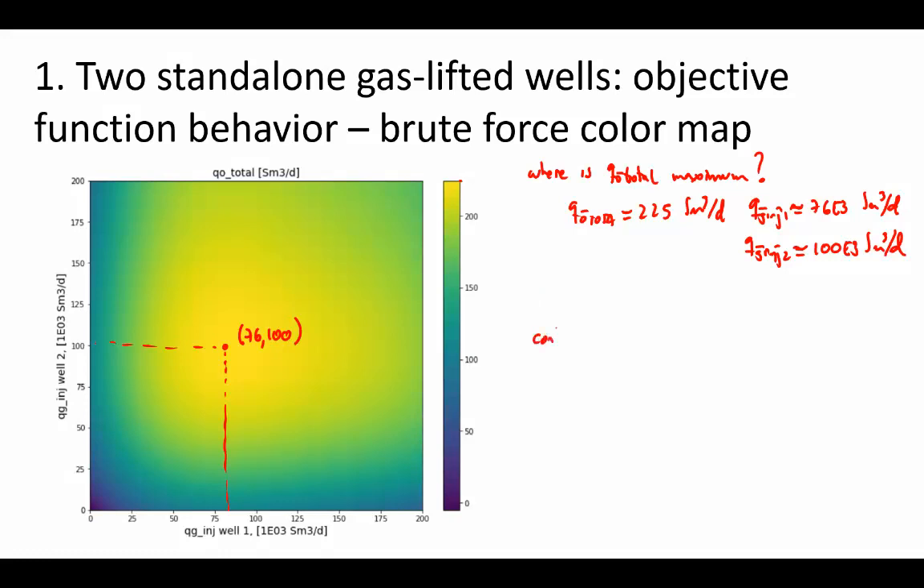We can make a contour plot, another way to plot this data. The contour plot is a bit different. The main intention is that I'm going to join all points with a line that have the same Q oil total.